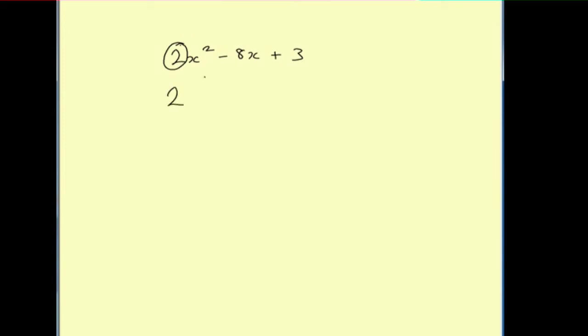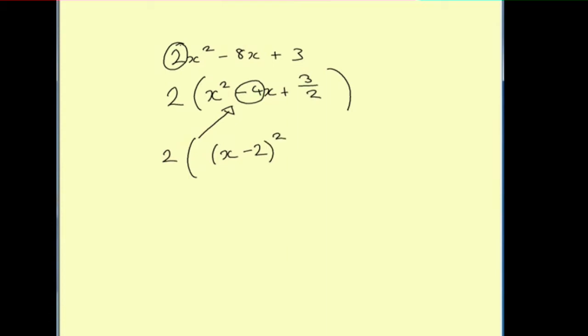So we put 2 brackets x squared minus 4x plus 3 over 2. Now what we do, we complete the square to this quadratic inside the brackets. So we create another set of brackets, put x in the bracket, and we look at the minus 4. That divided by 2 is minus 2. So put a bracket and then squared. Minus 2 times minus 2 is plus 4, so then we do take away 4, and then we've got the plus 3 over 2 there.